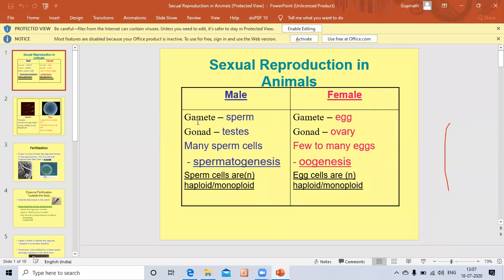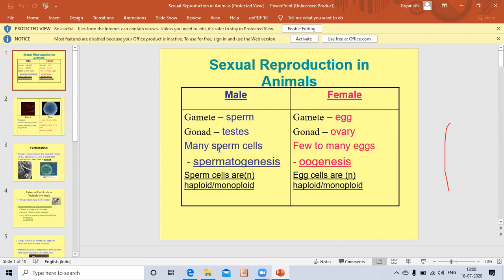So what is the difference between the gametes of the male and female? Remember this: the male produces gametes called sperms and the female produces gametes called eggs. The number of eggs produced by the female and the number of sperms produced by the male is the main difference in gamete production. Second, the gonad, which is a reproductive organ. The testis is present in the male and the ovary is present in the female.